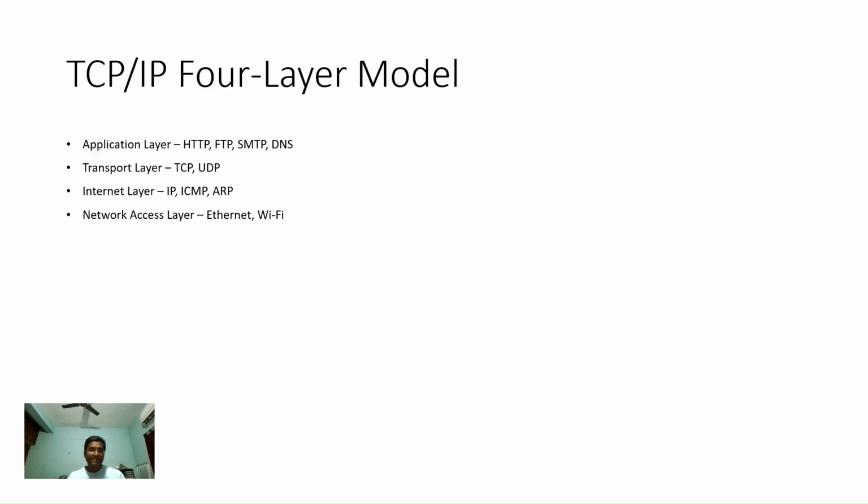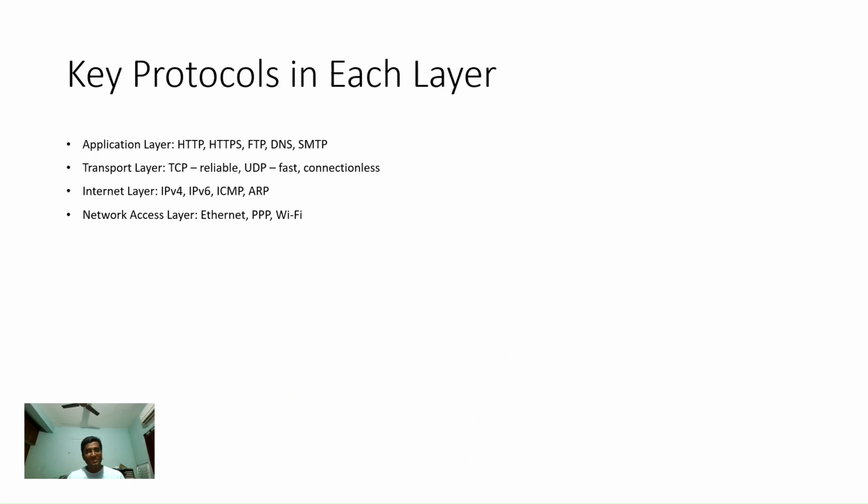And TCP/IP, as we all know, is a four-layer model, right? The four layers include the application layer, the transport layer, the internet layer, and the network access layer. Under the application layer, we have HTTPS, FTP, SMTP, and other protocols. Under the transport layer, we have TCP and UDP. Under the internet layer, we have IP, ICMP, and other stuff. Under the network access layer, we have Ethernet, Wi-Fi, and other stuff. So all this forms the four-layer model.